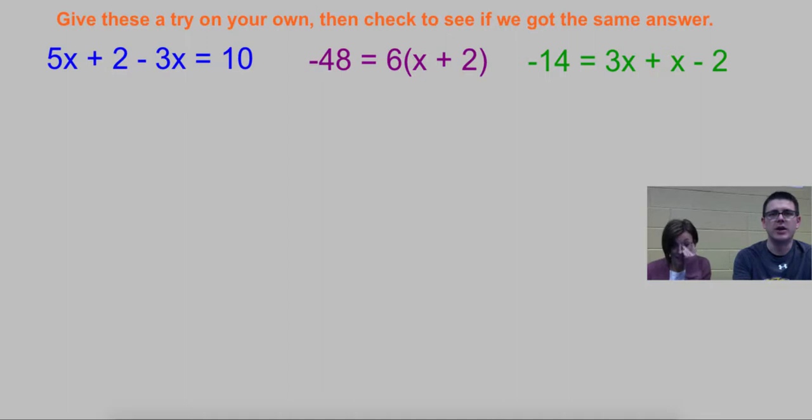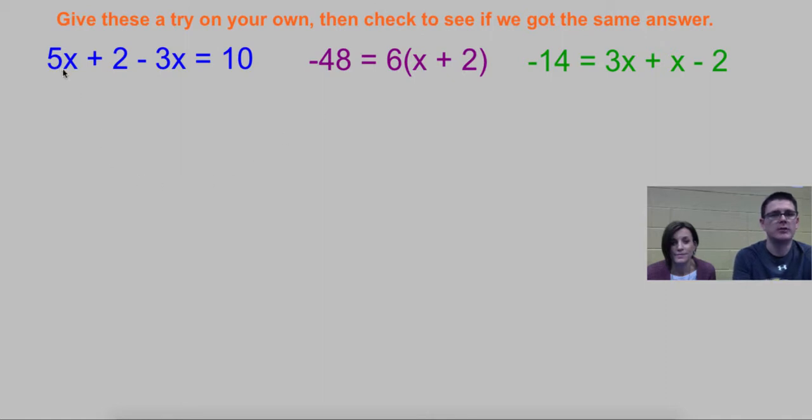All right, so here are 3 of them. Your job is to hit pause, solve these 3 for yourself. Think about, do I need a distributive property? Are there any like terms I can combine together? Then hit play and watch us solve it. Pause it. Try it.